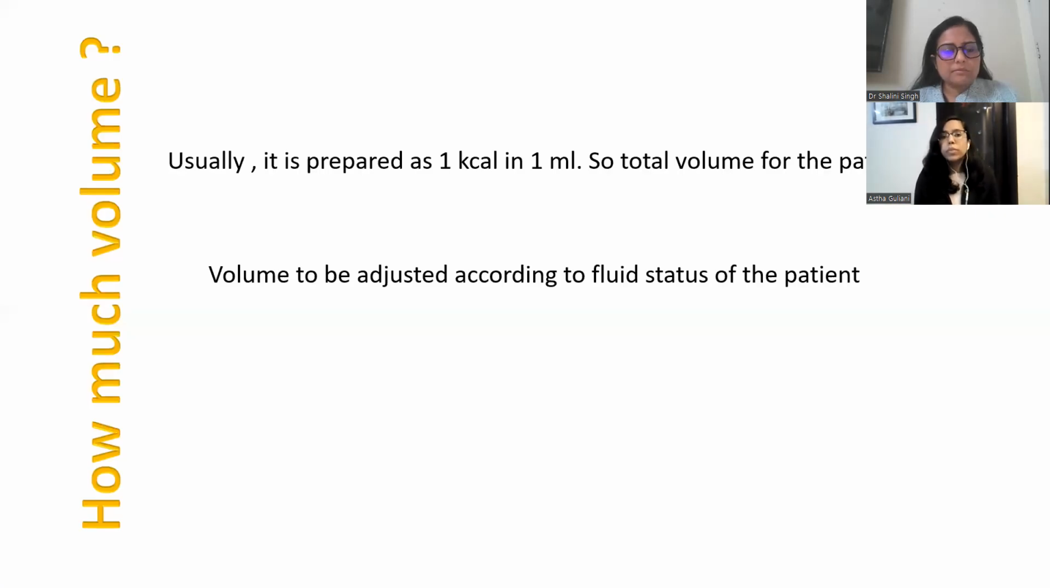Now, how much volume needs to be given? Usually, we prepare each kilocalorie in 1 ml. So the total volume for my patient will be 800 ml. Now this volume can be adjusted according to the fluid status of the patient. In case the patient has fluid overload, then we can give less volume. So the volume that we are giving will be more concentrated with calories for a fluid-overloaded patient.